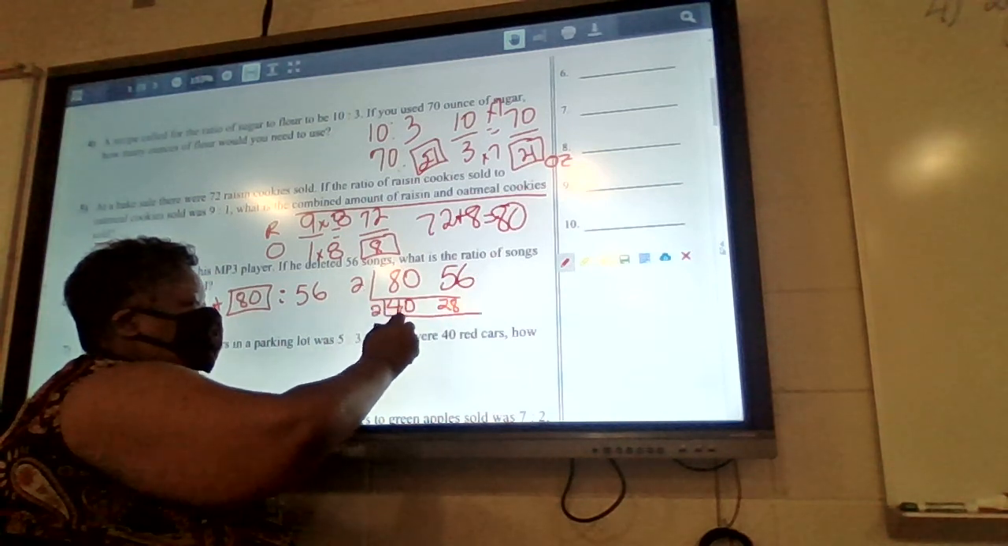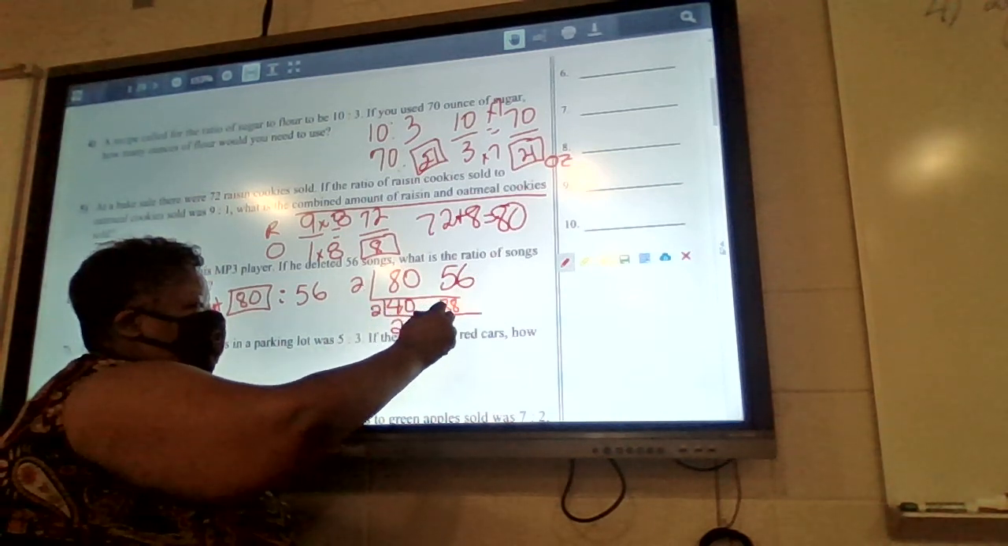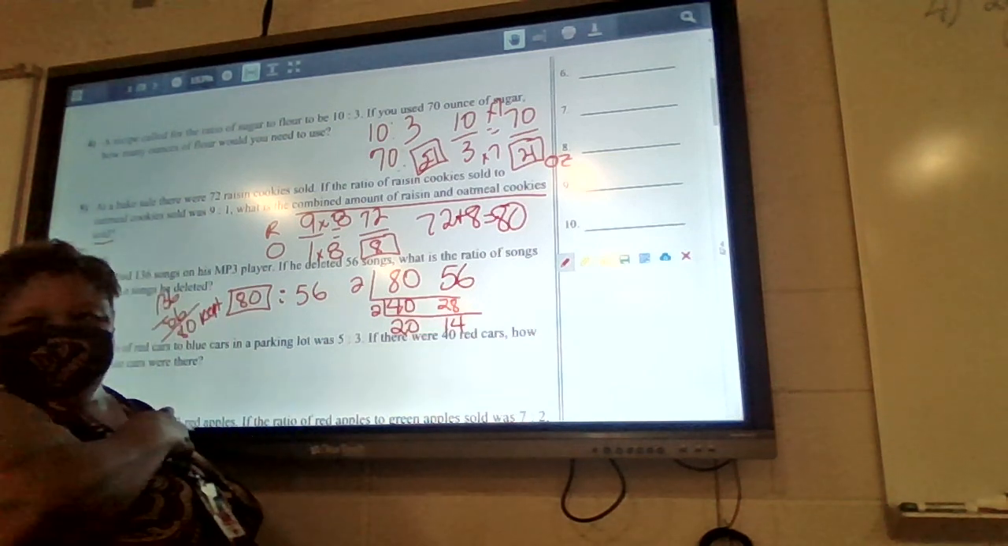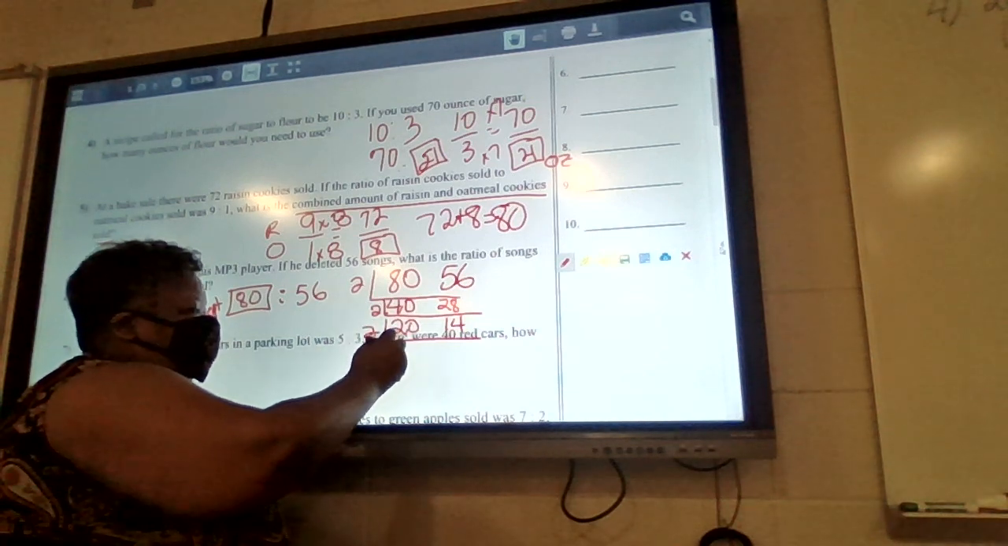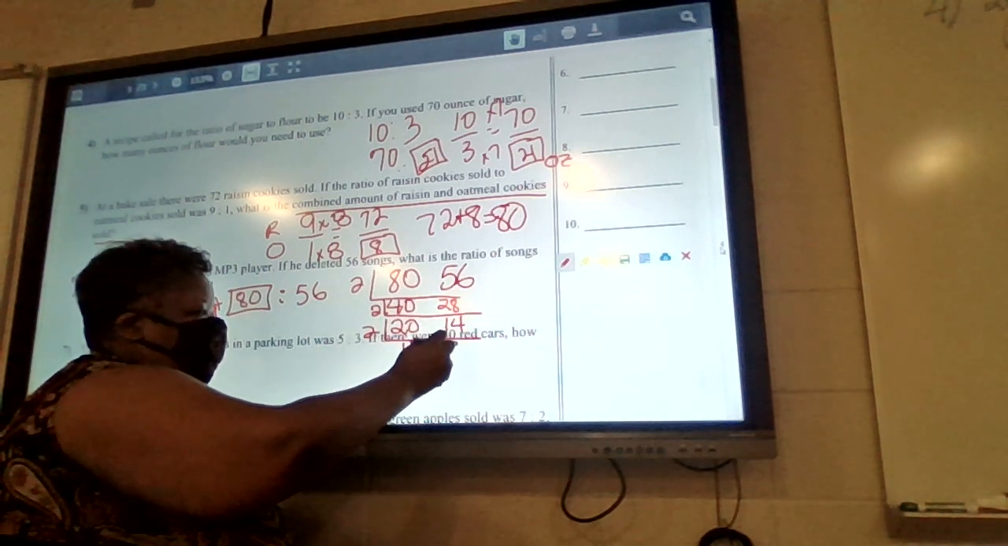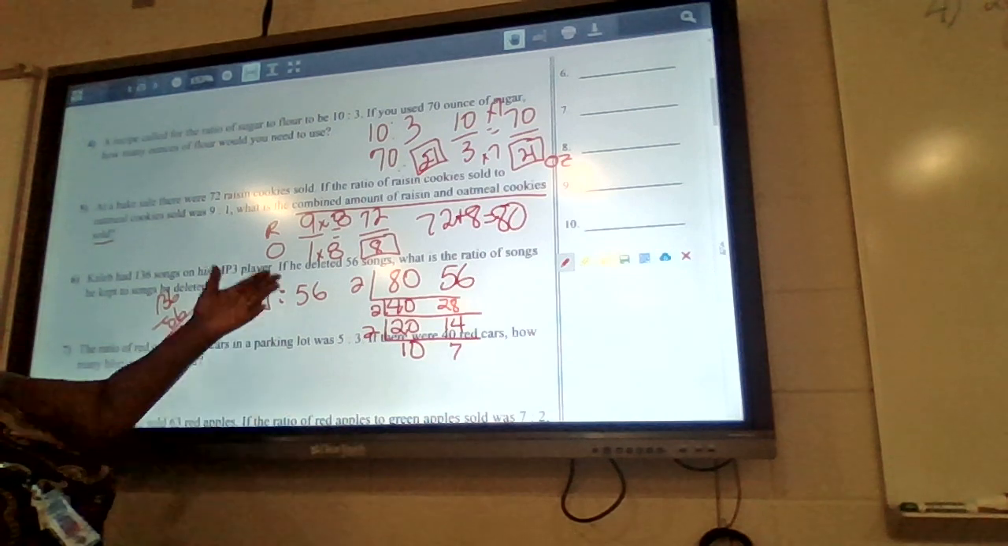2 goes into 40 20 times. 2 goes into 28 14 times. So we still got an even number. So let's do 2 again. 2 goes into 20 10 times. 2 goes into 14 7 times. So we're 1 and done.